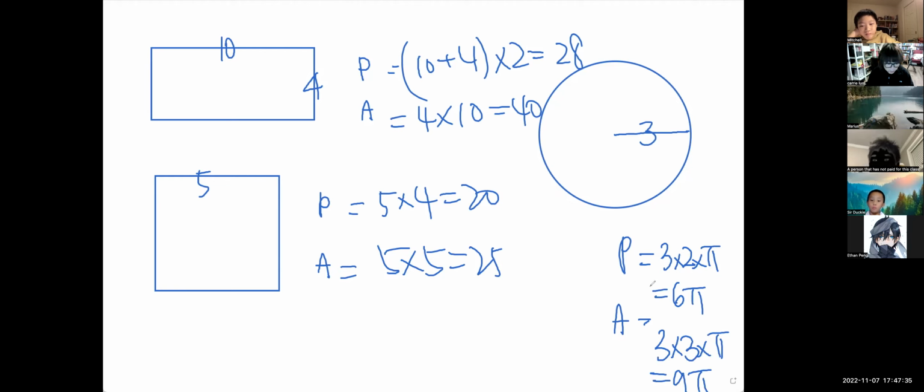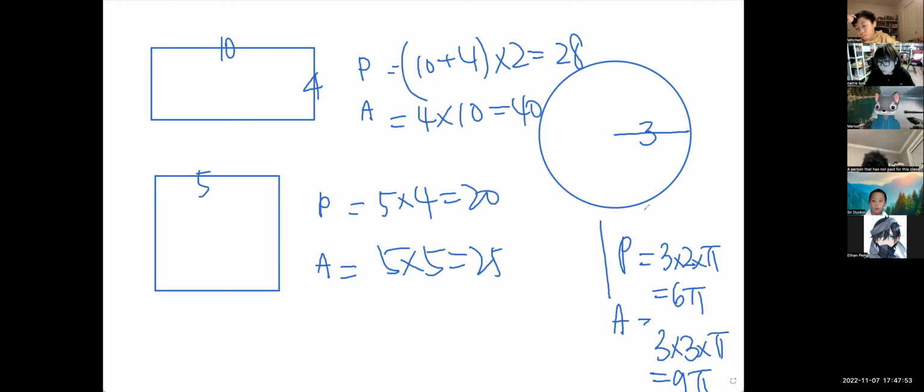Everybody, do you still remember? No. No. Yes. I mean, no. Yes. So yes. I don't get where you got the 2 from. Which part? The circumference? Yeah.